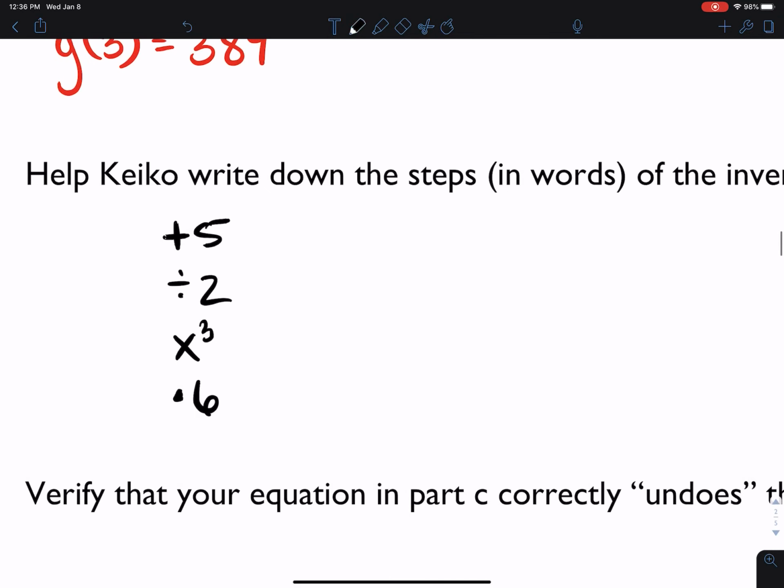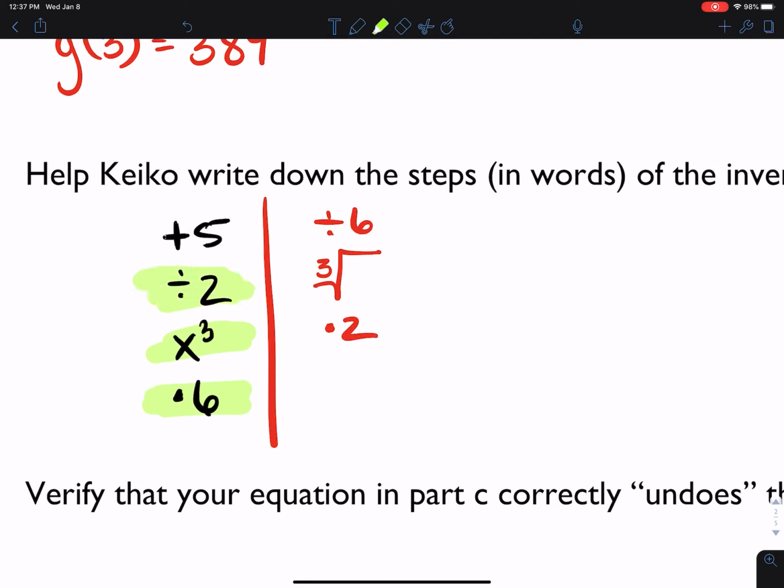So to find the undo function, I'm not going to start with the plus 5. I'm going to start with the multiplication by 6. So to undo, I need to figure out, how do I undo multiplication by 6? So that's dividing by 6. Then I go in layers. The next operation was the cubing. So to undo the cube, I cube root. To undo the division by 2, I multiply by 2. To undo the addition of 5, I add 5.